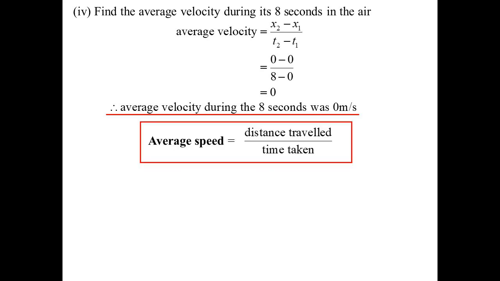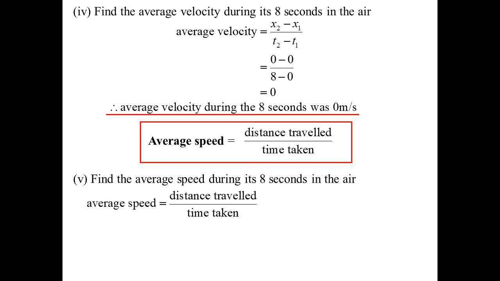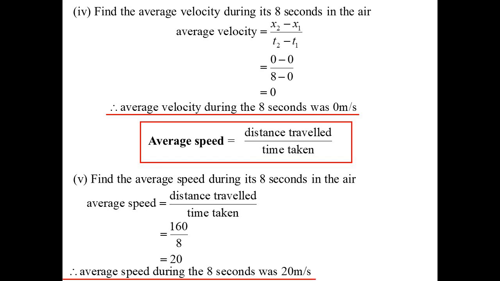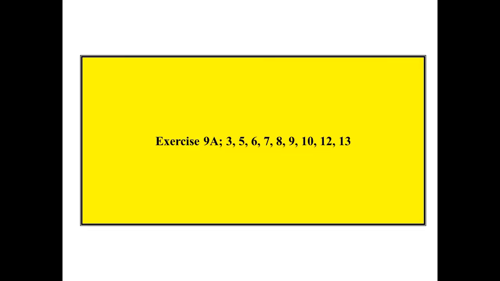Average speed is when we use distance instead of displacement. So the average speed for our journey, well, it went up 35, but then it came down 35. So it travelled 160 all up. Divide that by 8, and we actually get 20 metres per second for an average speed. Okay, so 9A, let's play around with our travel graphs.